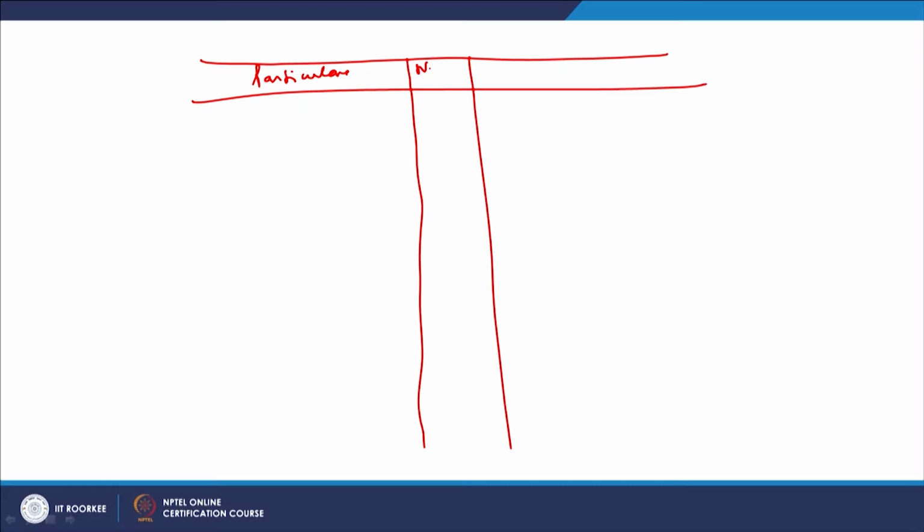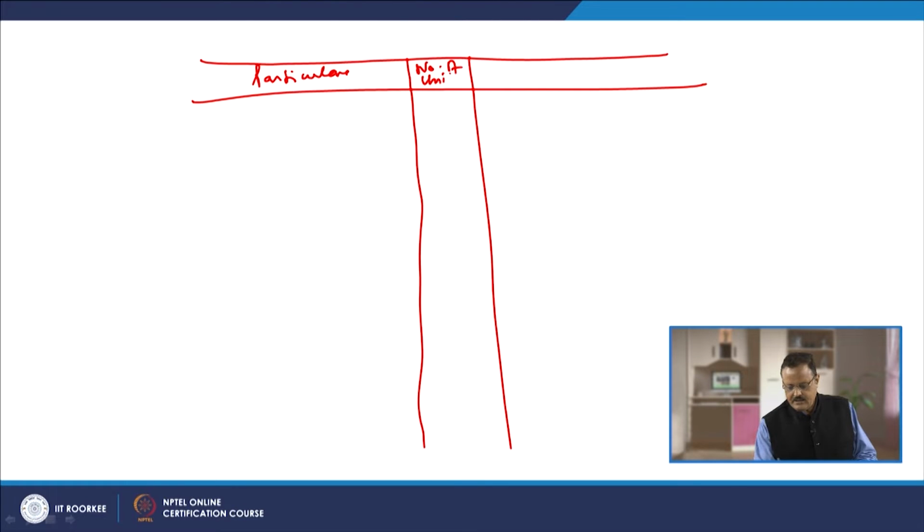We will write here: Particulars. This will be the number of units, and here it is the amount. You can write it as the rupees. So other things will remain the same. I will not add anything, only the units information is given to us which we will be adding here.